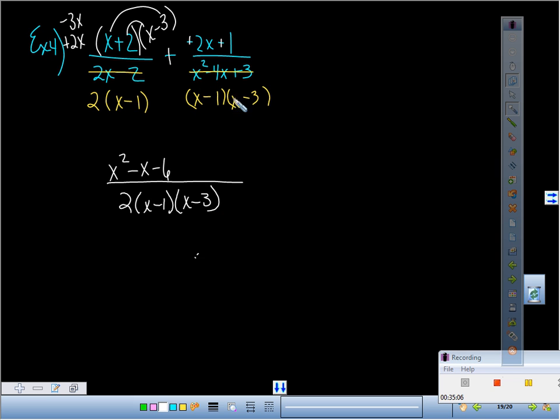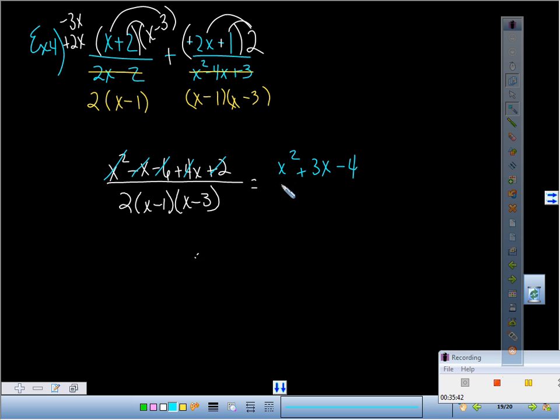Okay? Now what is this guy missing? A 2. So I'll put parentheses around this and distribute the 2. And what will you get? Positive 4x and plus 2. So now I'm going to collect all my like terms and put it in the proper order. I got 1x squared. What's a minus x and a plus 4x? Positive 3x. What's a negative 6 and a positive 2? All over 2 times x minus 1 times x minus 3. Nikki, you got a question, babe?